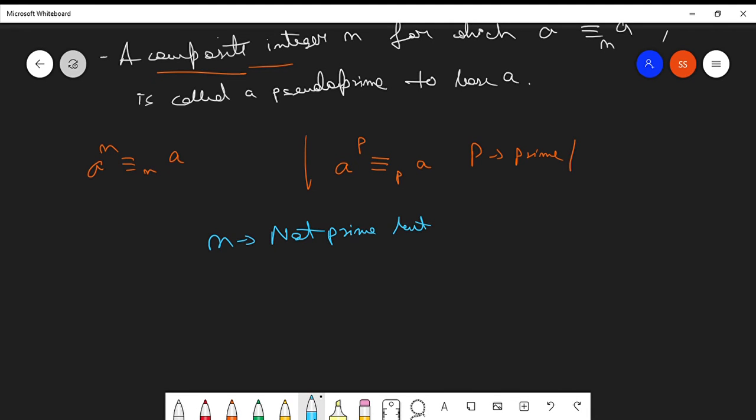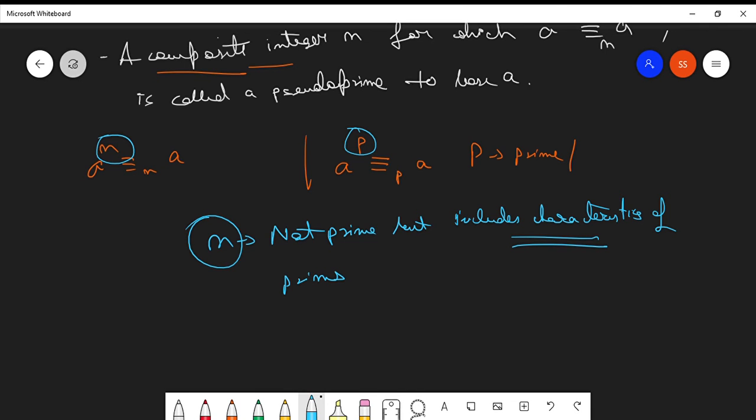but it includes characteristics of primes, right? You can relate n and p by Euler's theorem, Fermat's theorem. Clear? So this sort of composite number which is not prime but has characteristics of prime numbers, these sorts of composite numbers are called pseudo primes.